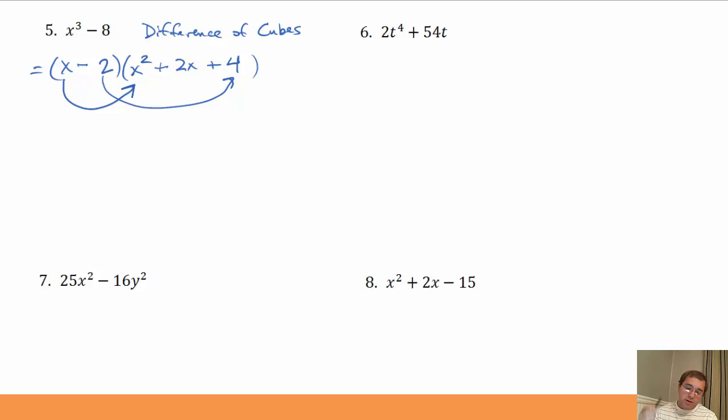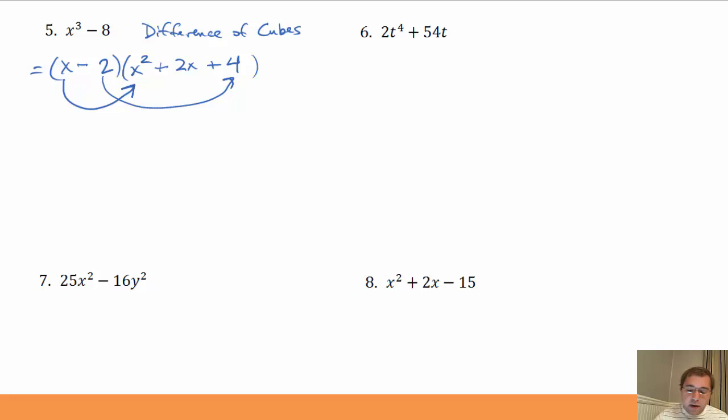So again, I took the cube root of x cubed, that's x, and the cube root of 8, and that's 2, and I put the sign in the middle of them that is the same as the original sign, so x minus 2. I squared the x, and I squared the 2, and I put those on either end of the second set of parentheses. In the middle, I took the 2 of those, 2 and x, and multiplied them together. I made that middle sign the opposite of the original one, and I made the last sign positive, and that will always be positive.